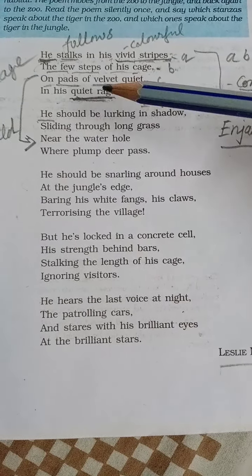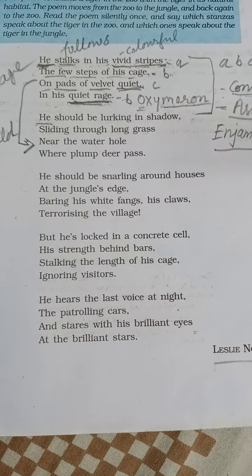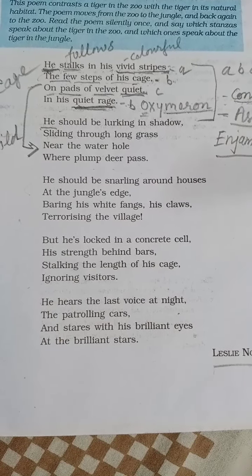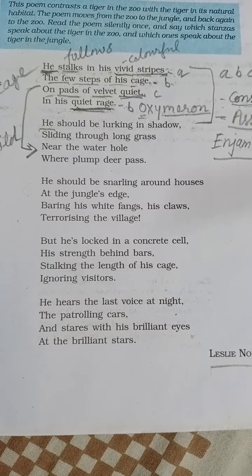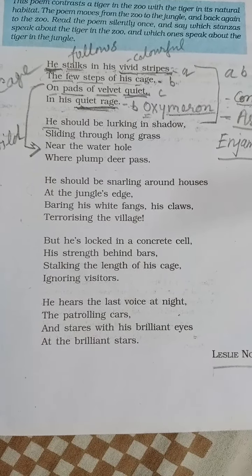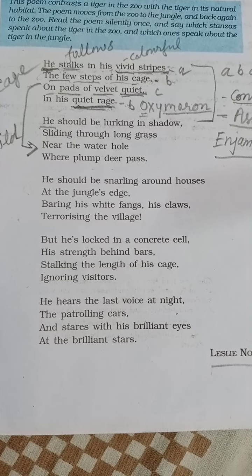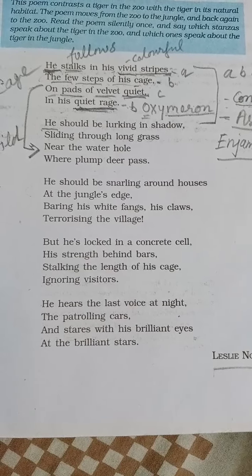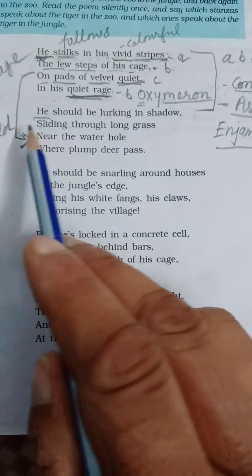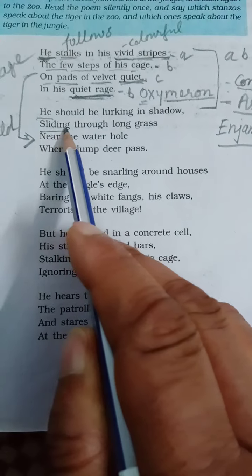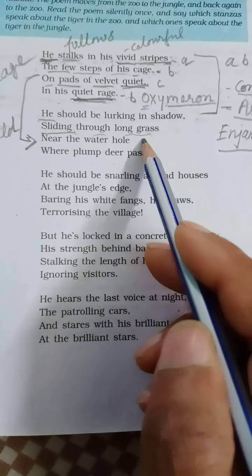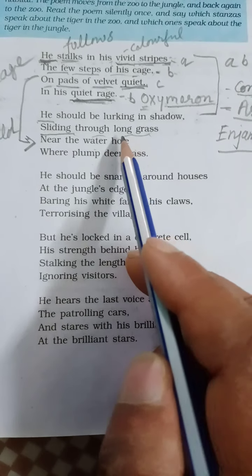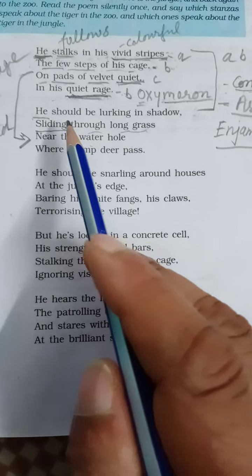Now he should be lurking in shadow. Lurking means remaining hidden. He should be lurking in shadow means he has hidden himself somewhere in the shadow. Sliding through the long grass, and here in the forest he is sliding, means moving stealthily through the long grass. Grass you can see in the forest only. So near the water hole, he can be seen normally.